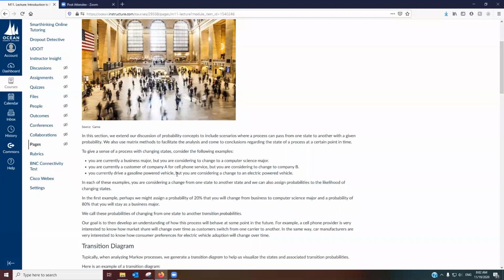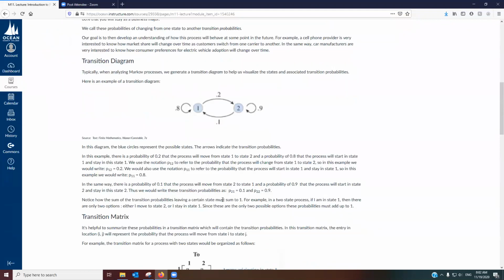Maybe you're thinking about buying a Tesla, but you're not really convinced yet. So maybe there's only a 20% chance that you are going to change to an electric vehicle. But maybe you've been with Verizon and their prices are going up. T-Mobile is cheaper. So there's a 90% chance you're going to change to T-Mobile. So we'd like to understand how to transition from one state to another using probability considerations. And that's where this transition diagram comes in.